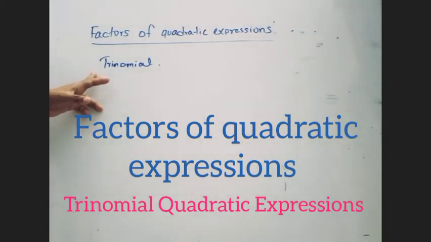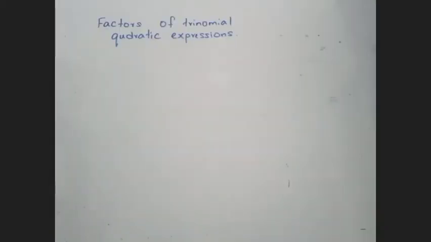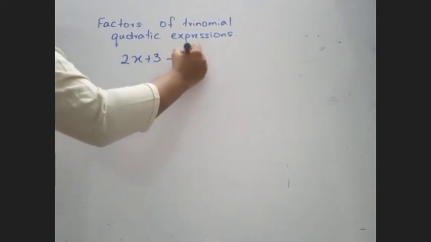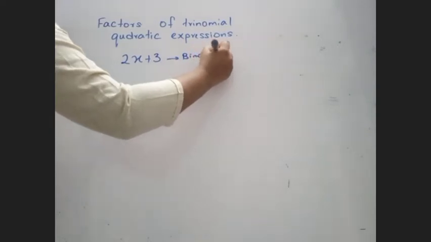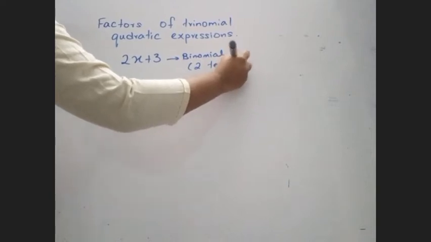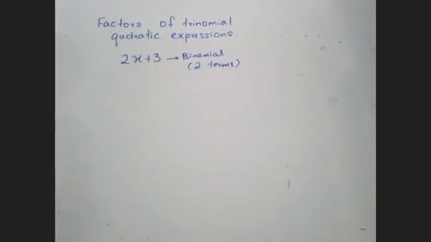So first you will look at what is a trinomial expression. So let's look into that first. Okay, so you must have learned about binomial expressions, which contain two different terms. Am I right? So here is an example of a binomial expression. Binomial means it has two terms: 2x and a constant value, which is positive 3. So this is a binomial expression.